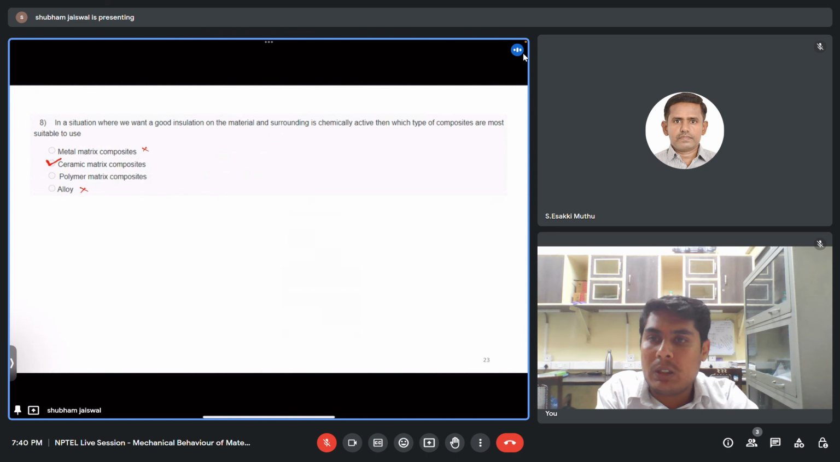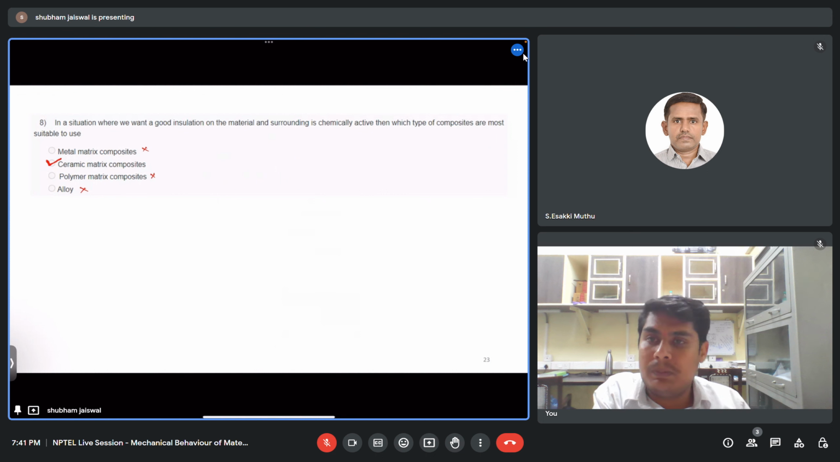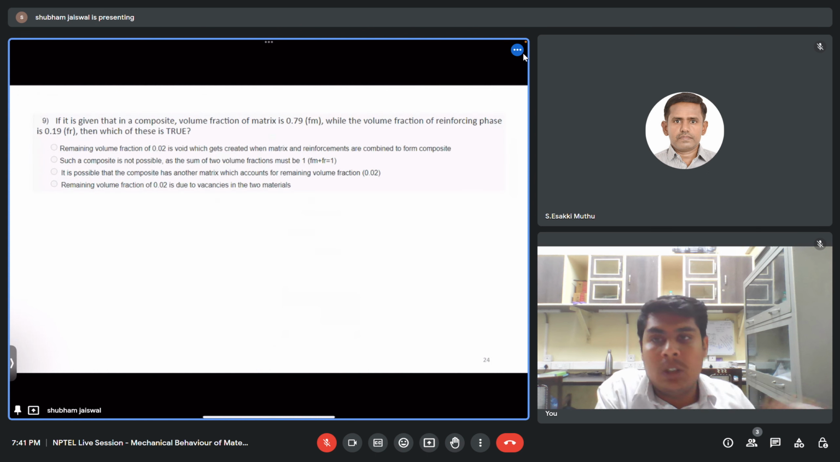Now what about the polymer? In polymer, this also reacts, like with the epoxies and all these things. So this can also react, so this is also not a good choice. So we'll use a ceramic matrix composite. Now coming towards the next question. It is given that in a composite the volume fraction of the matrix is 0.79, while the volume fraction of the reinforcing phase is 0.19. Which of these is true?